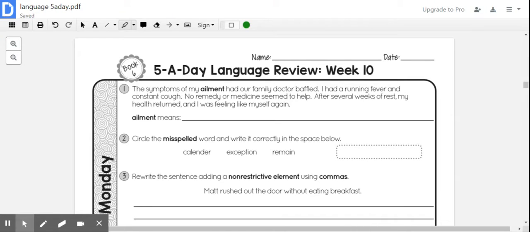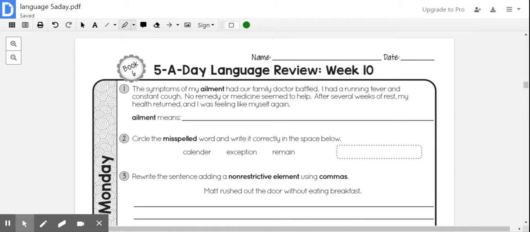Okay, we're continuing with our language review. This is Monday, week 10. It says the symptoms of my ailment had our family doctor baffled. I had a running fever and constant cough. No remedy or medicine seemed to help. After several weeks of rest, my health returned and I was feeling like myself again.